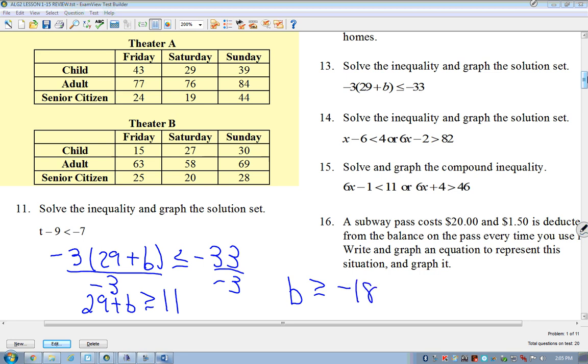Okay. So if we were looking at a graph, there's 0. Here's negative 18. Open circle or closed circle? Closed. b is greater than or equal to negative 18. So which way does my arrow go? To the right. All right, somebody check the answer key, see if that's correct.